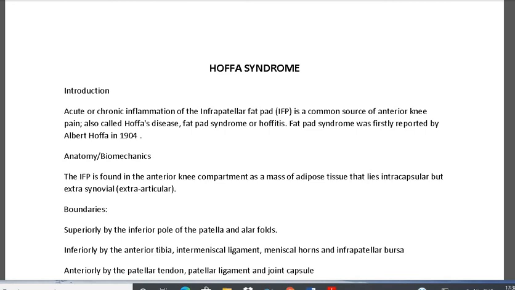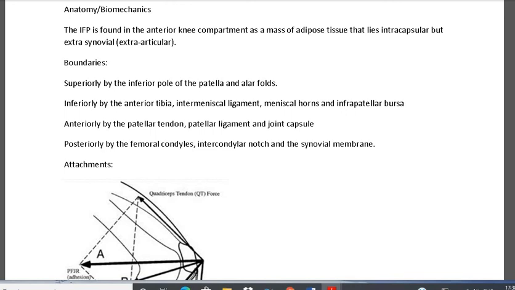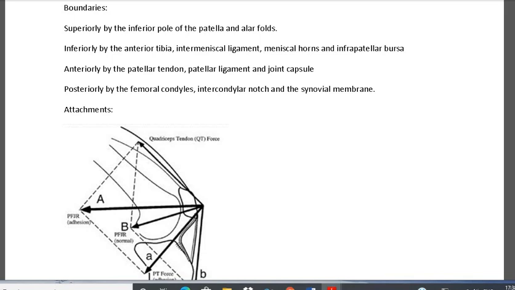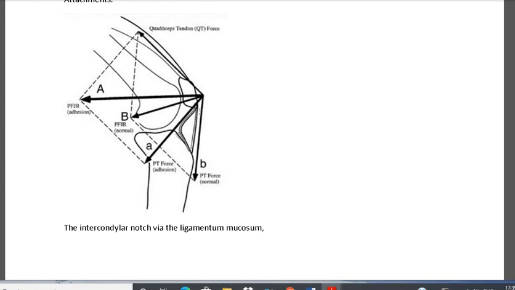Coming to the anatomy, it is found in the anterior knee compartment as a mass of adipose tissue that lies intracapsular but extrasynovial, that is, extra-articular but intracapsular. The boundaries are: superiorly, the inferior pole of the patella and the alar folds; inferiorly, the anterior tibia, intermeniscal ligament, meniscal horns, and the infrapatellar bursa, which we have discussed. That is the housemaid's knee, when this infrapatellar bursa gets irritated. Anteriorly, the patellar tendon, patellar ligament, and the joint capsule; posteriorly, the femoral condyles, intercondylar notch, and the synovial membrane. Here you can see the schematic representation in the diagram, where it is located.